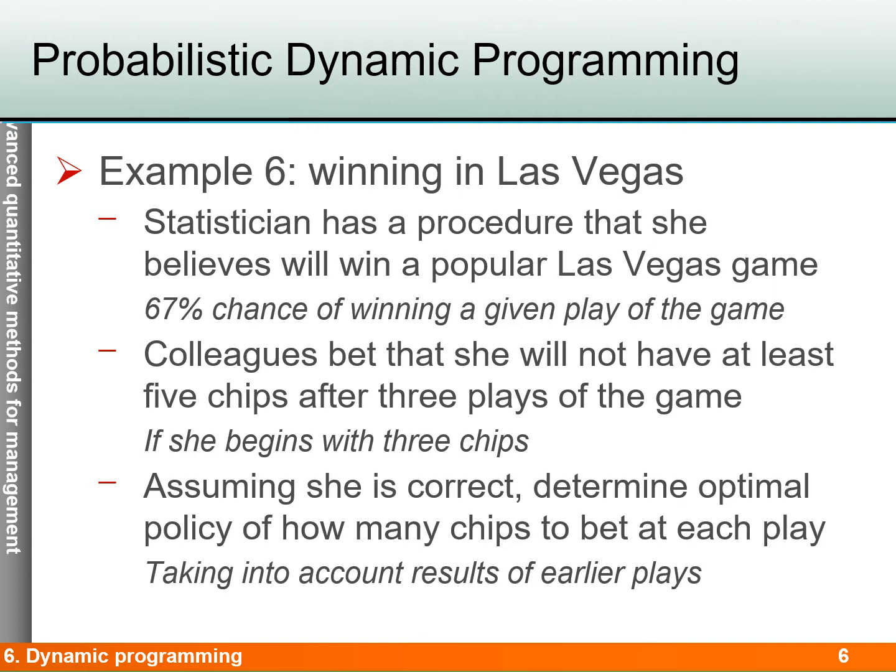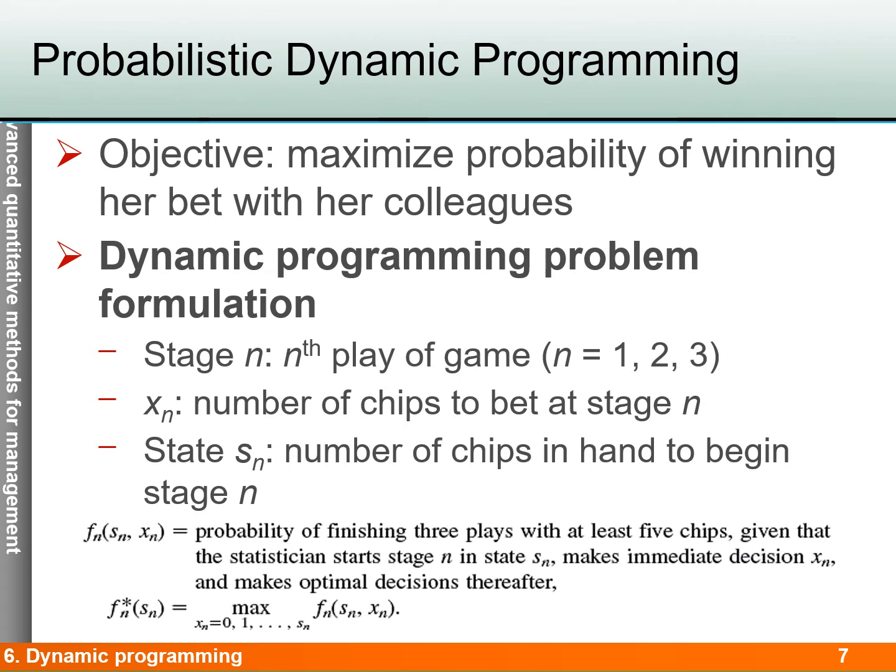So she wants to maximize the chance of winning over her colleagues. The key assumption is that after finishing the 3rd round of the game, she has more than or exactly 5 chips in hand. Let's review the other concepts in the next slides. The first step, as always, is to formulate the example and understand the different concepts in it. We know that our objective is to maximize the probability of winning her bet with her colleagues.